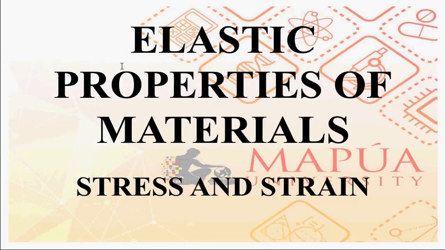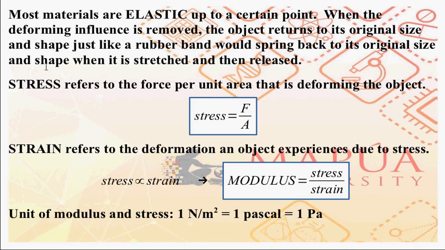Next up, the elastic properties of materials. In particular, we take a look at stress and strain concepts in this video. Most materials are elastic up to a certain point. When we say elastic, when we deform an object, and then the deforming influence is removed, the object will return to its original size and shape.